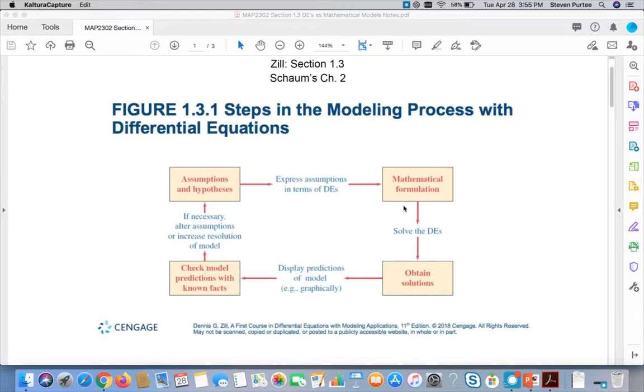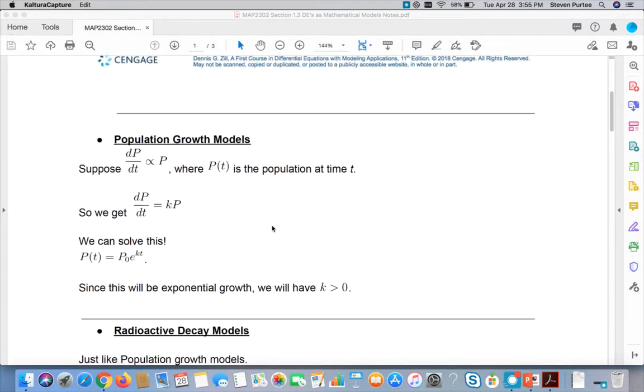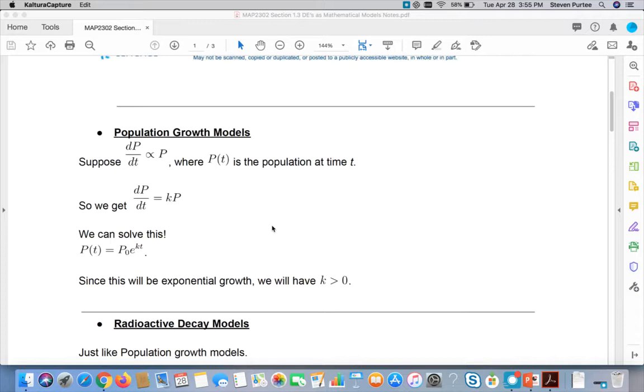So here's a little flow chart about how things work in the real world. Just start with some assumptions, build some models, test your predictions, make predictions with your model. If they don't work, change your assumptions, and so forth. This is a cycle. It just keeps going. Okay, so let's look at some models we'll be using some variation of all semester long.